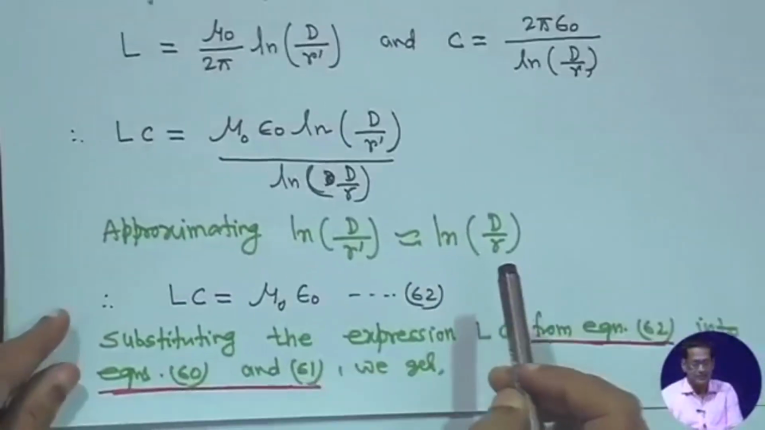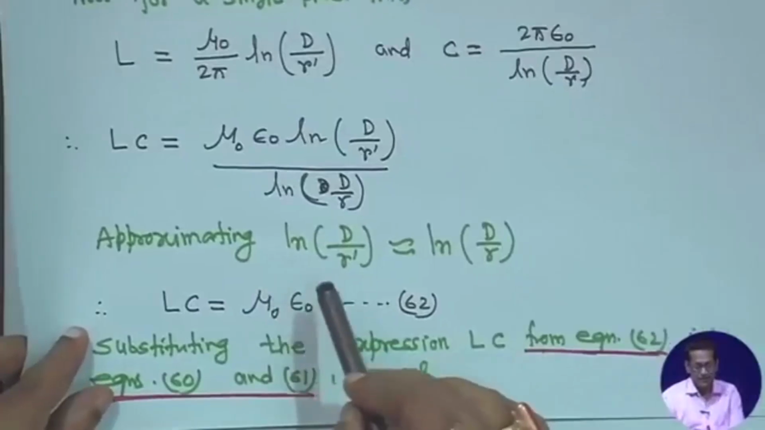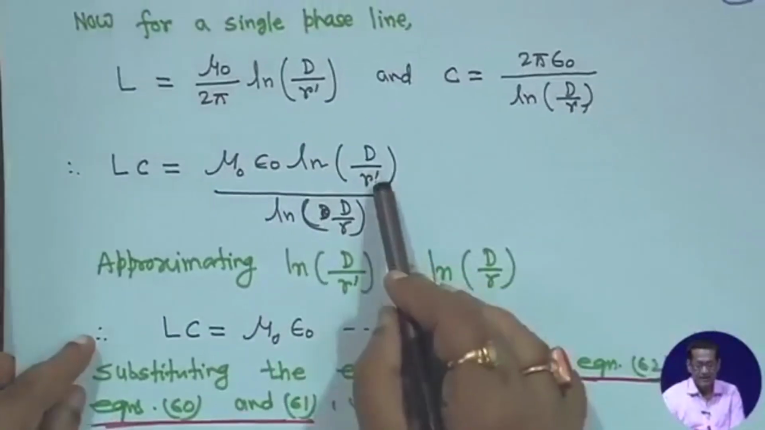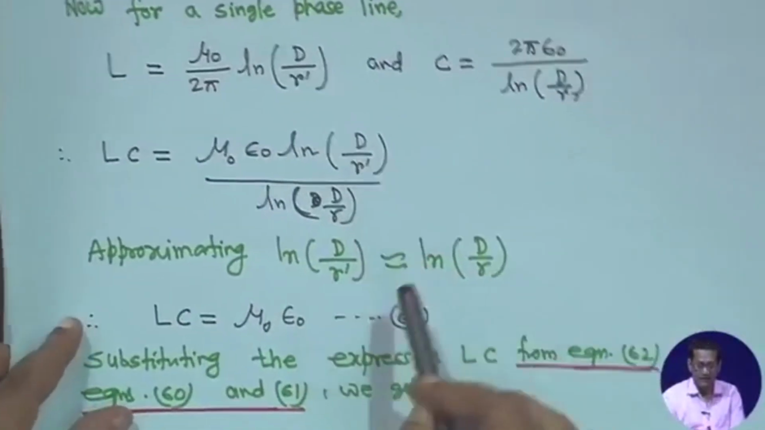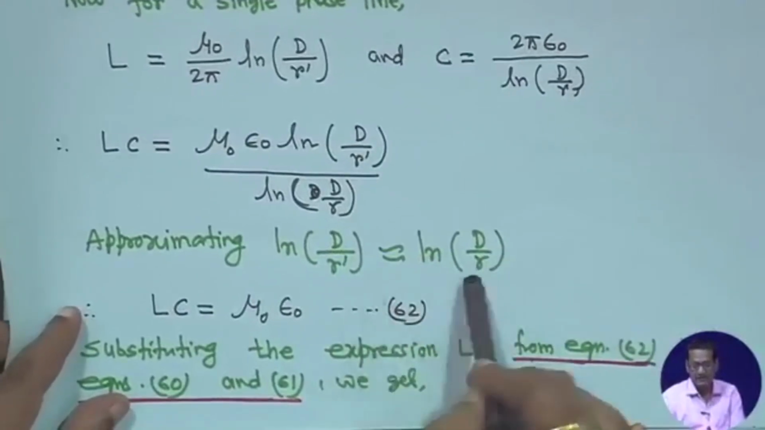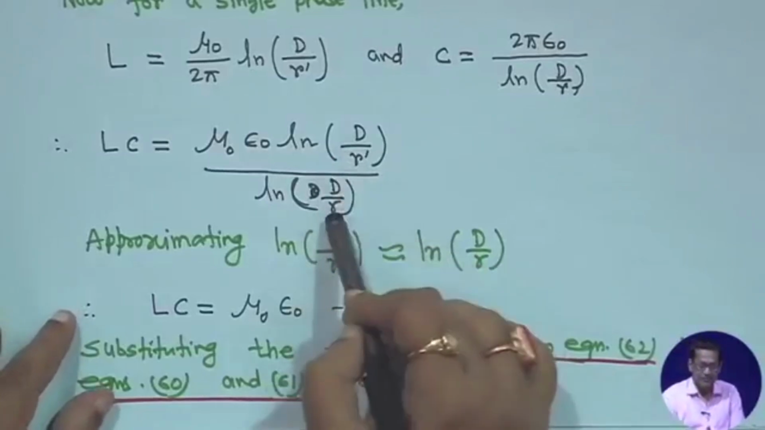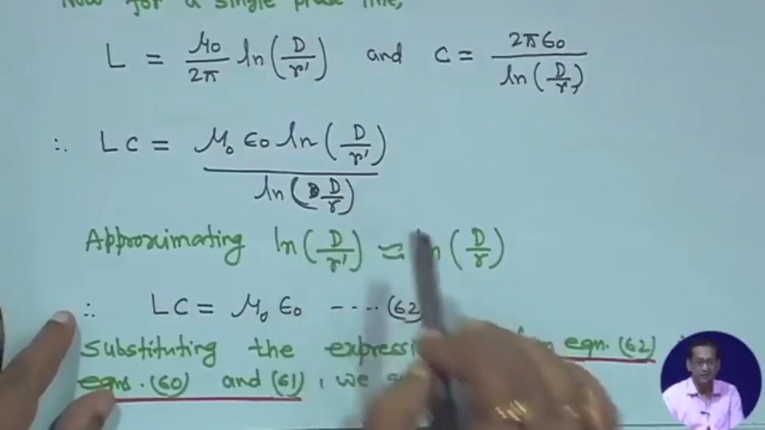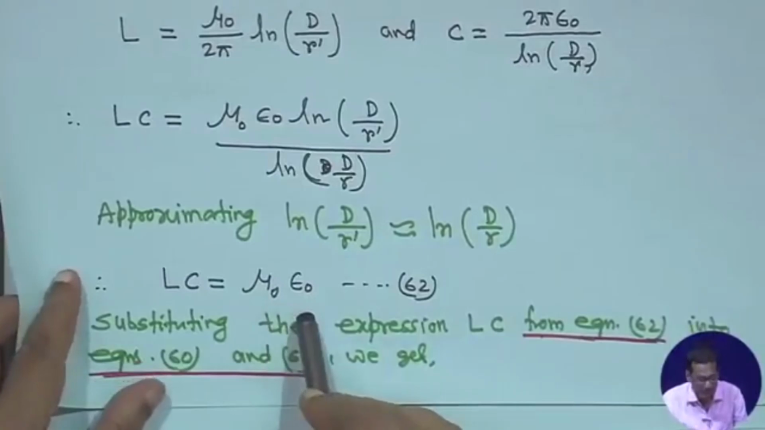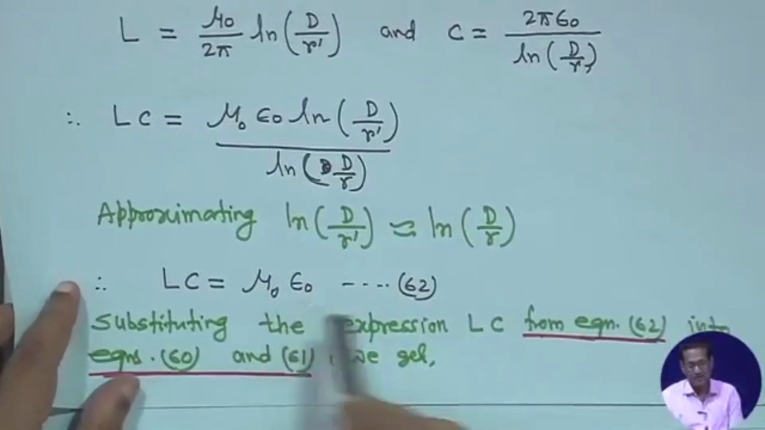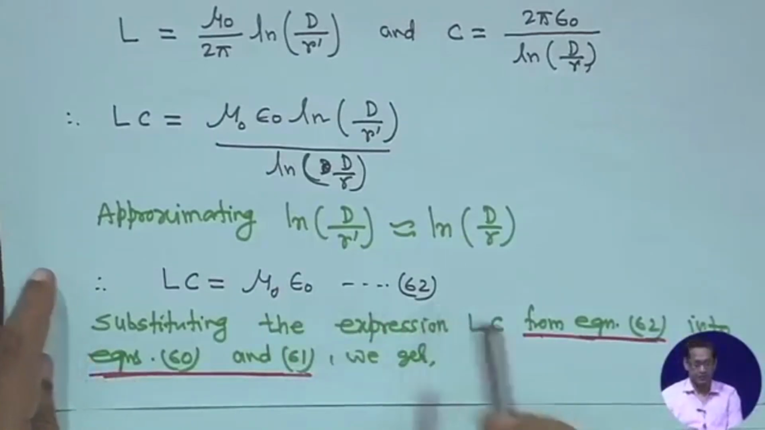Now, we will make an approximation: we will assume that ln d upon r dash, the natural log of d upon r dash, is equal to ln d upon r. This is an approximation we are making. If these two are approximately equal, then L C is equal to mu 0 into epsilon 0. This is equation 62.